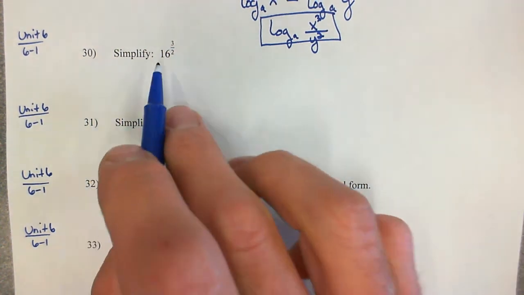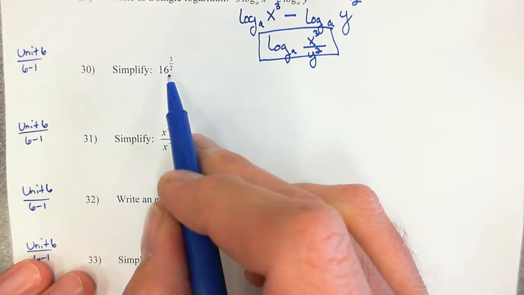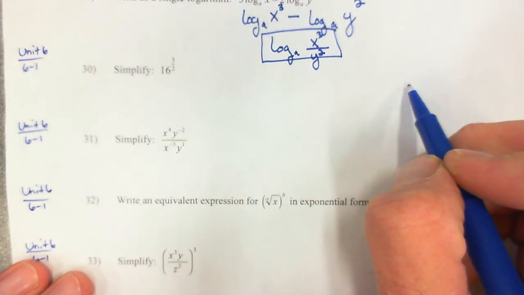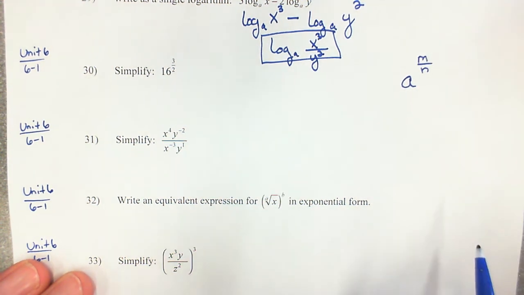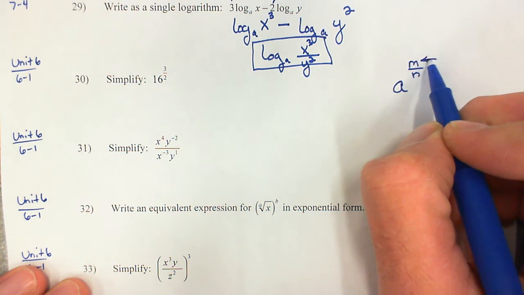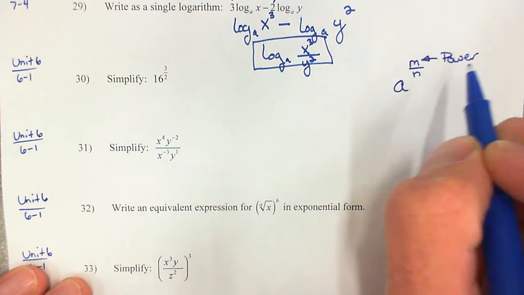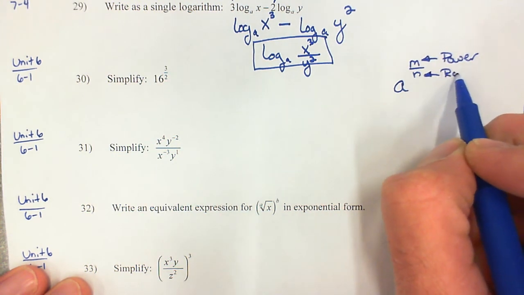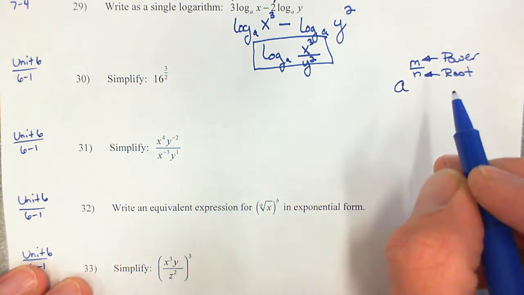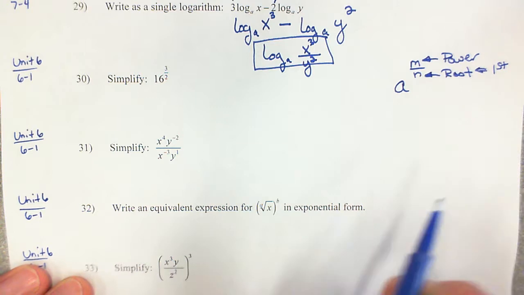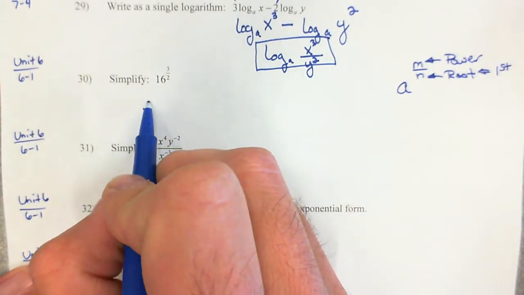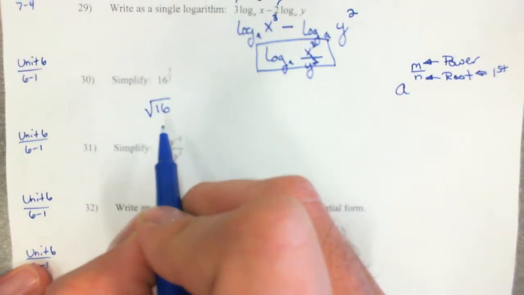Okay, on number 30, we want to evaluate this expression and recall that when you have a number to a fractional exponent, the top number represents just the normal power and the bottom number represents the root that you're taking. And normally you do this one first. Okay? So this says that you're going to do the square root of 16, and then you're going to take that and raise it to the third power.